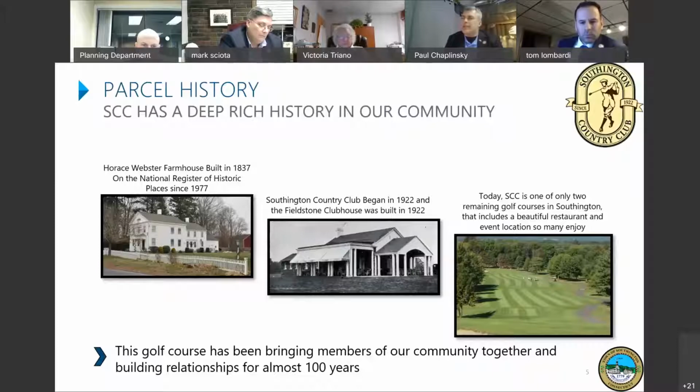In the early 1900s and in 1922, there was an agreement to create a lease. The Webster family, in conjunction with maybe half a dozen others, formed a committee to bring a golf course, at first a 9-hole golf course, onto this parcel. And they leased the land and they put this first Fieldstone clubhouse, which still houses the primary clubhouse and the restaurant that we know today on site. Today, Southington Country Club is one of two golf courses that we have the opportunity to enjoy here in town, whether it's on this side of town or the other side of town.